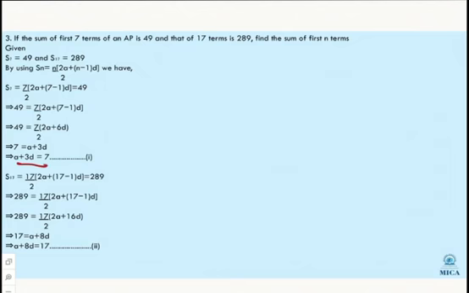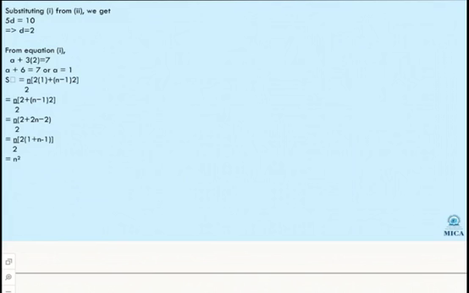Similarly, S17 is equal to 17 by 2 into 2a plus 17 minus 1 into d, which is equal to 289. After simplifying, we get a plus 8d, which is equal to 17. So by substituting equation 1 in 2, we get 5d is equal to 10 and d is equal to 2. From equation 1, a plus 3 into 2 is equal to 7. So a plus 6 is equal to 7 or a is equal to 1.